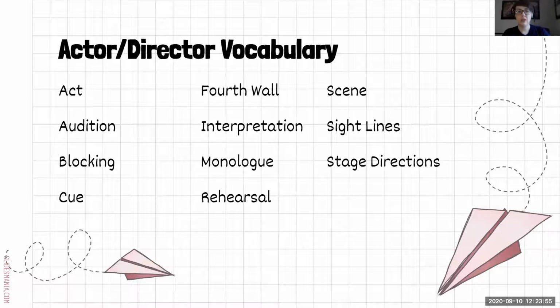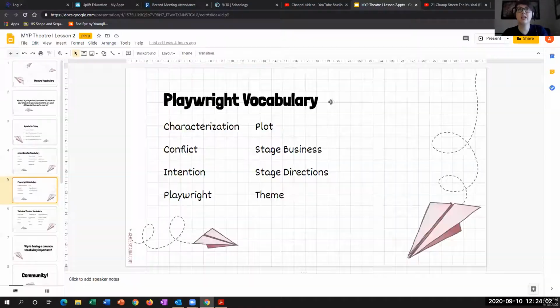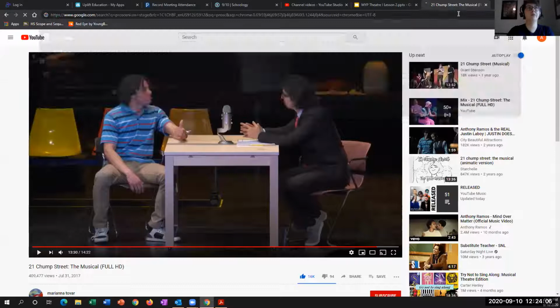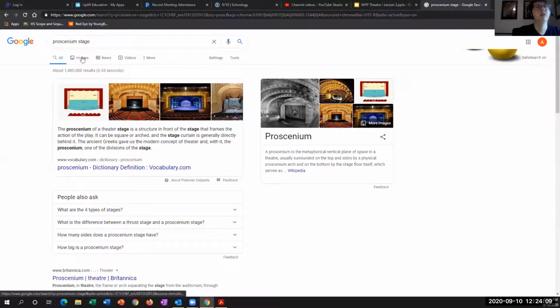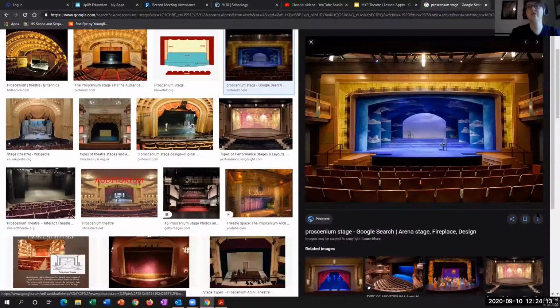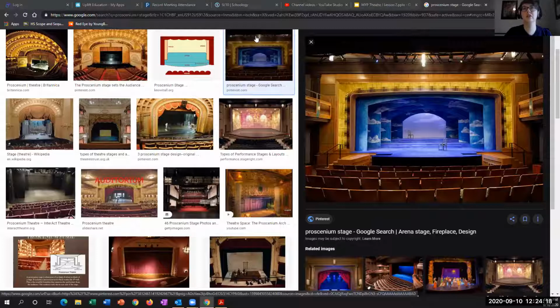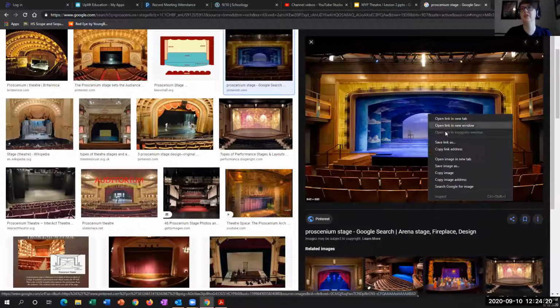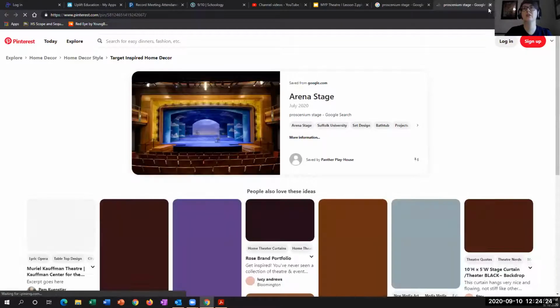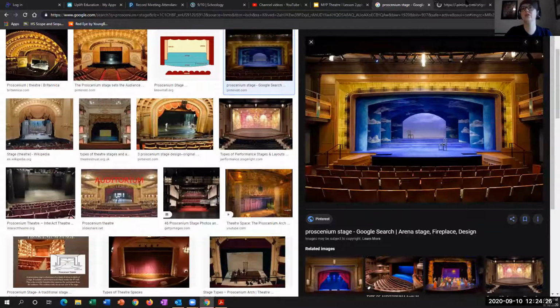So sight lines and fourth wall are both connected to the proscenium stage. So let me grab a good picture for you. Okay, so can you guys see my picture here of the proscenium? Let's open link in new tab and see. No, that's not what I wanted. Open image in new tab. Okay.